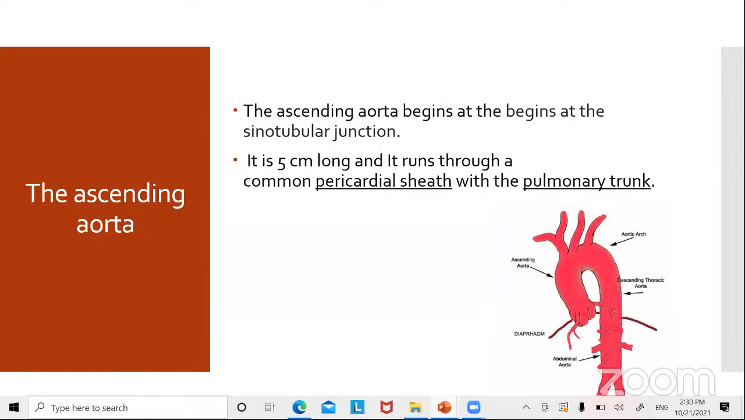At the root of the ascending aorta, we have the aortic sinuses, or the sinus of Valsalva, as I mentioned earlier, which give rise to the coronary arteries. The left aortic sinus contains the origin of the left coronary artery. The right aortic sinus gives rise to the right coronary artery. The posterior or the non-coronary sinus does not give any coronary artery.